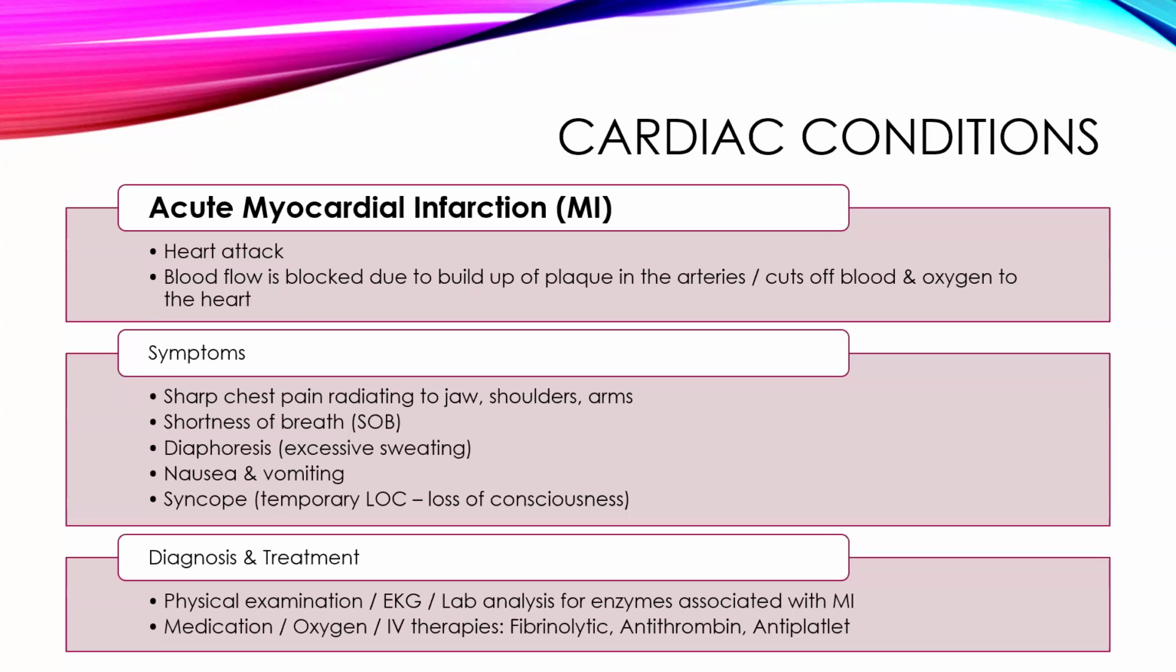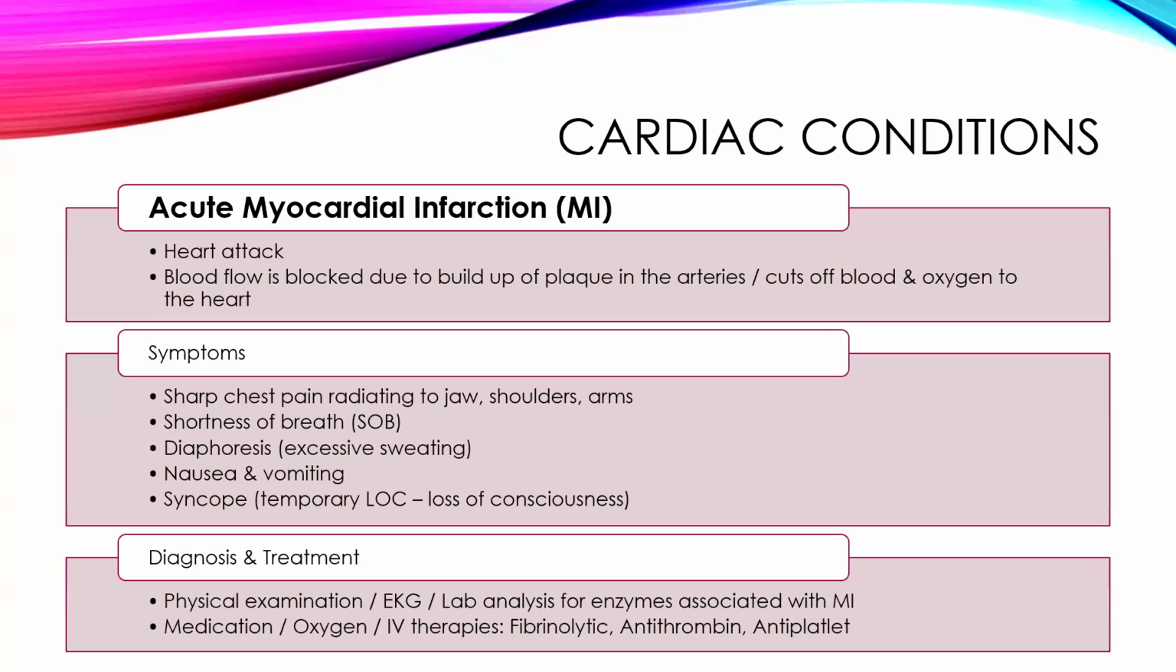Someone who's having an acute MI or a heart attack is going to have sharp chest pain radiating to their jaw, shoulders, and arms. They're going to have shortness of breath, diaphoresis, which is just the medical way of saying excessive sweating. They might also have nausea and vomiting, or a temporary loss of consciousness.